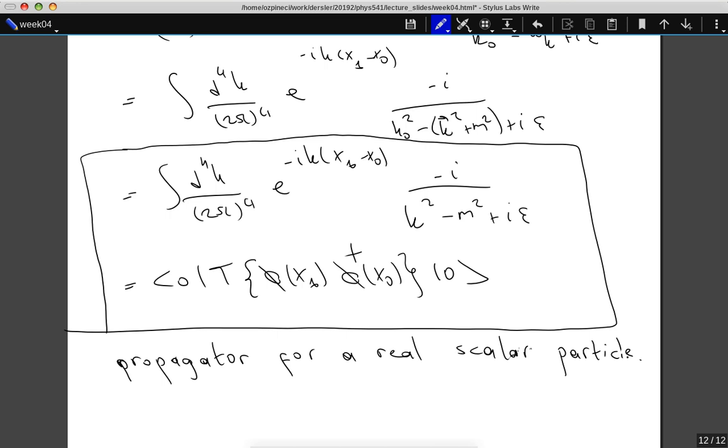Now, why is it called the propagator? Well, it essentially tells us the amplitude for a particle initially at the space-time point x0 to be at the space-time point x1. So that amplitude is non-zero only if the particle can move from x0 to x1, or propagate from x0 to x1.